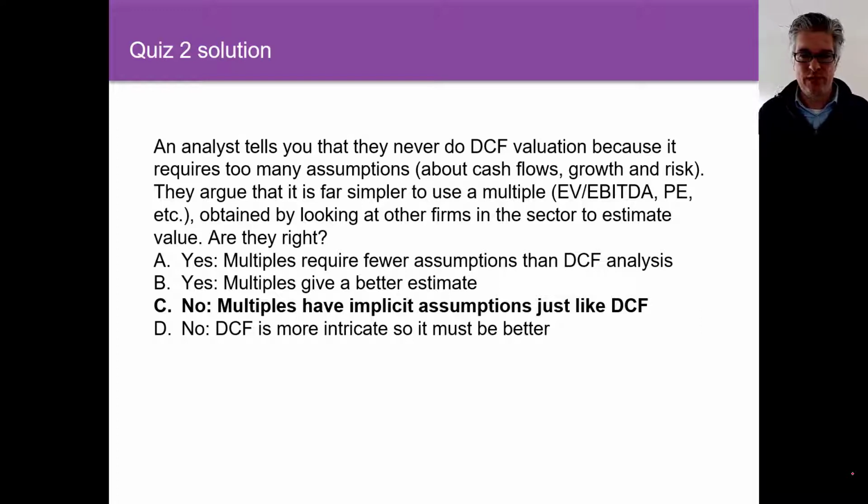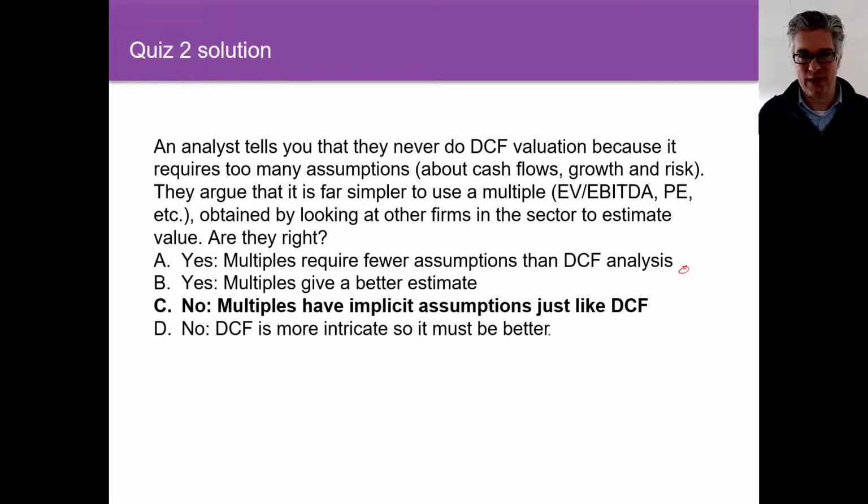But just to explain why the other answers are not correct. Multiples require fewer assumptions? Well, that's not true. They require fewer inputs, but that doesn't mean that they require fewer assumptions. And we'll talk about that in the next part of the lecture, because the assumptions that go into multiples are somewhat implicit. Multiples give a better estimate? Yeah, can be, but it's not always the case. Sometimes DCF analysis gives a better estimate. And DCF is more intricate, so it must be better?